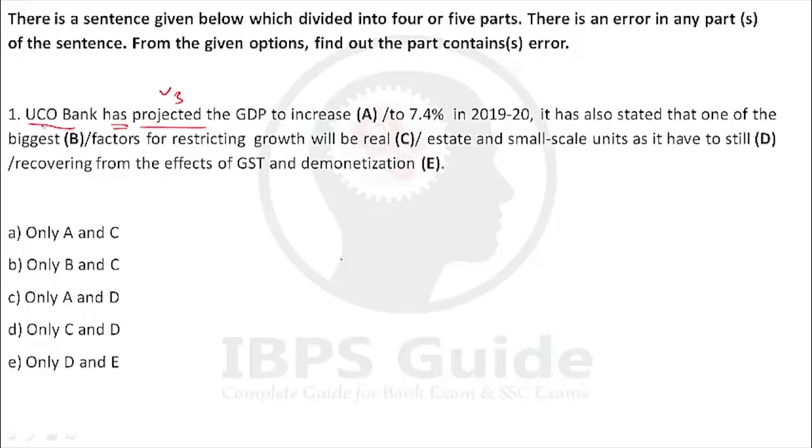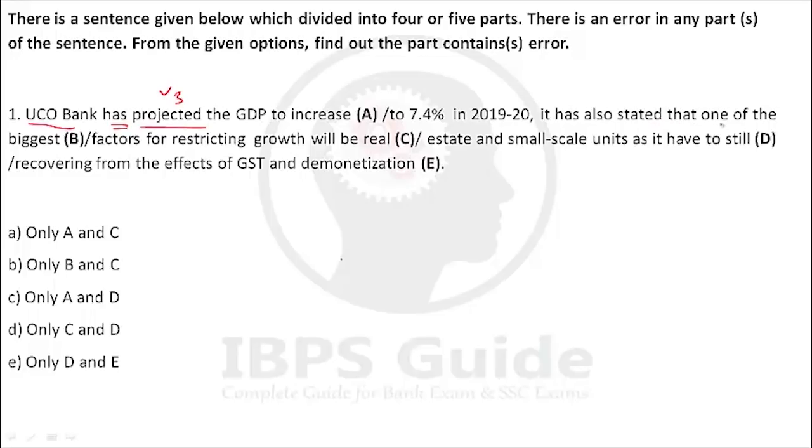Why is it correct? Because the subject, UCO Bank, is a singular number, and we know that a singular subject always takes a singular verb. So has is a singular verb, and for the main verb we use the third form of the verb, which is mandatory. Has and have always take the third form of the verb. And the GDP to increase to 7.4% in 2019-20. It has, again singular, that's why has also stated, third form of the verb. Has definitely takes the third form of the verb.